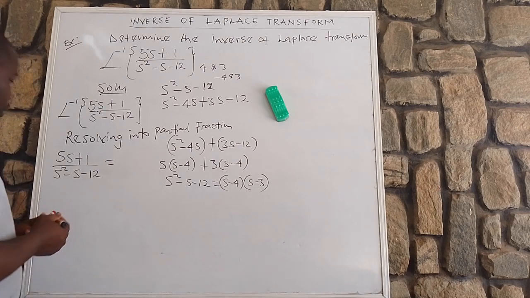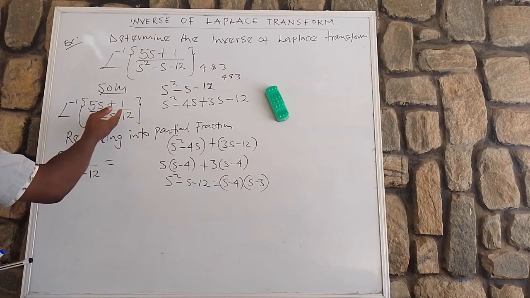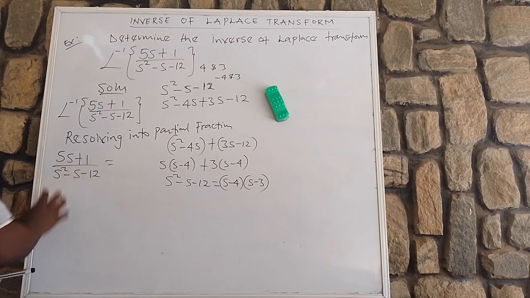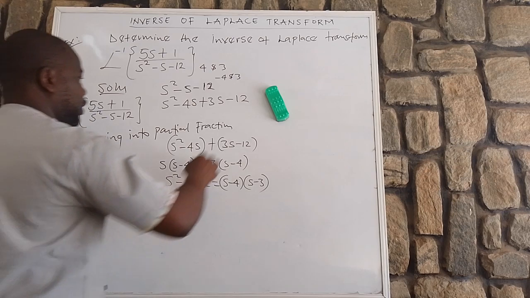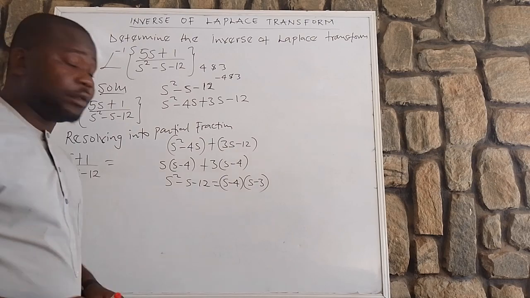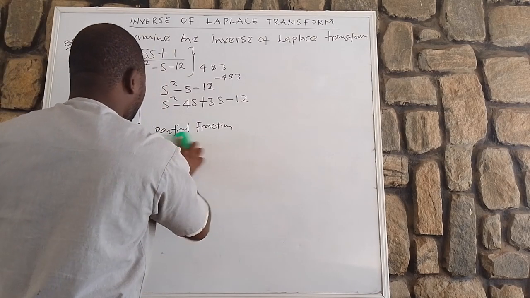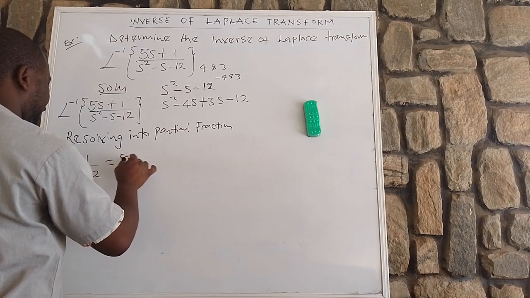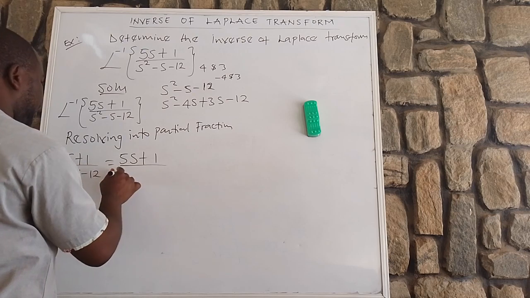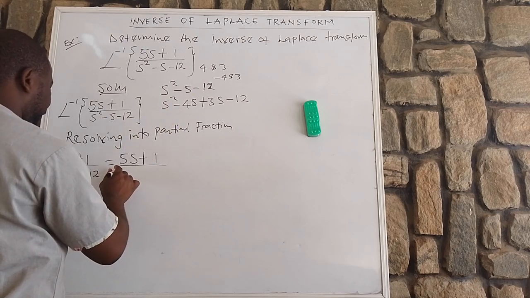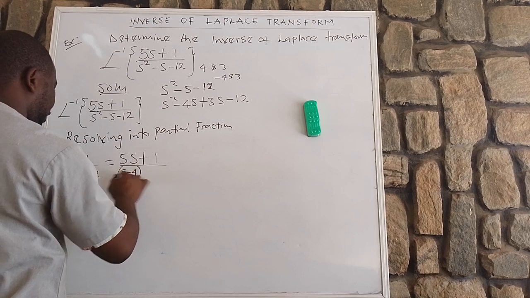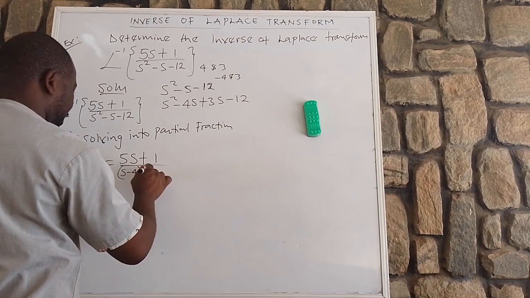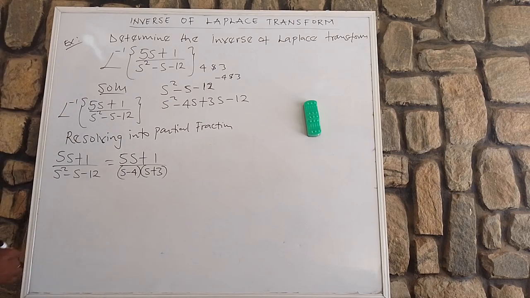So take note. If you come across Laplace transform of this form, here is what you first consider: the denominator. So here, do you agree with me? Any question? Okay. So here, I will look at it this way. Here will now be (5s plus 1) all over, instead of this we write (s minus 4), then open bracket (s plus 3), true or false? So if you agree with me, let's resolve this into partial fraction.